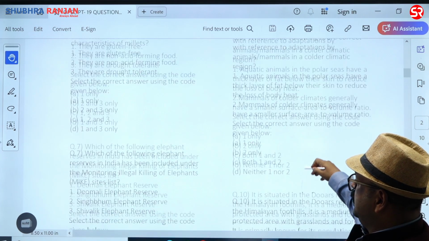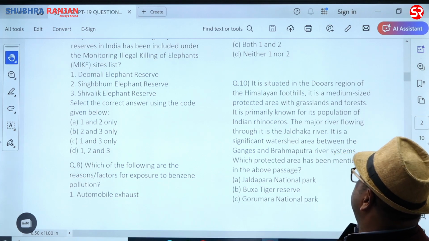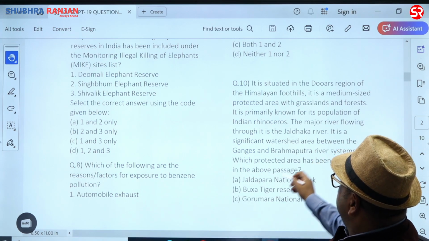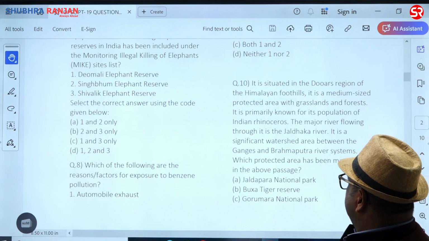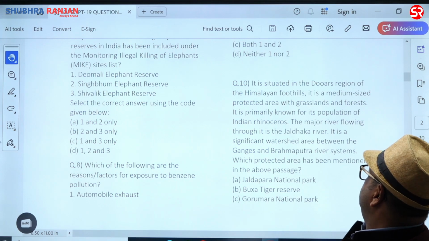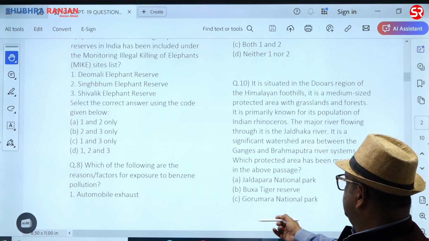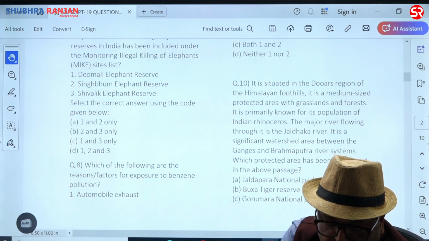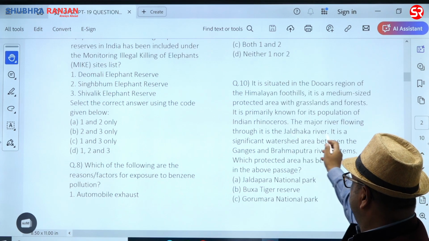Adaptation for colder area. Question number 10. It is situated in the Duars region of the Himalayan foothills. Duars region, where there is no Shivalik mountain as such. It is a medium size protected area with grassland and forest. It is primarily known for its population of Indian rhinoceros. The major river flowing through it is the Jaldhaka river. Obviously, we are talking about Gorumara National Park. So the answer to question number 10 is Gorumara National Park, where the Jaldhaka river is flowing through it.